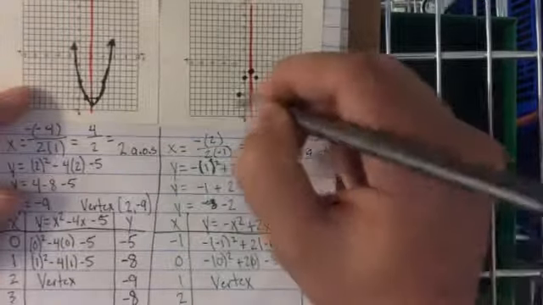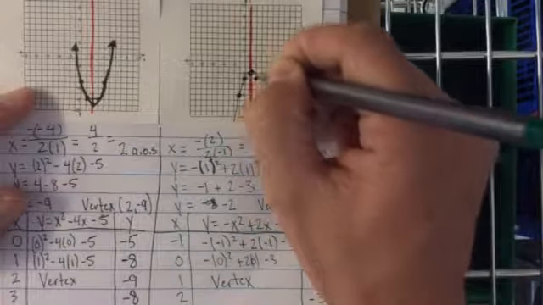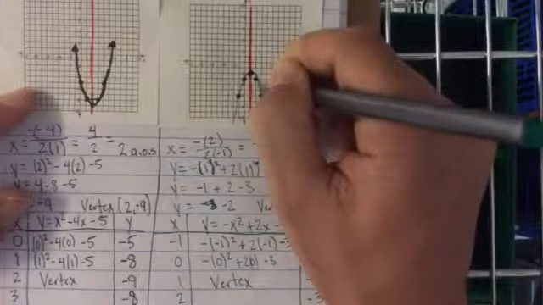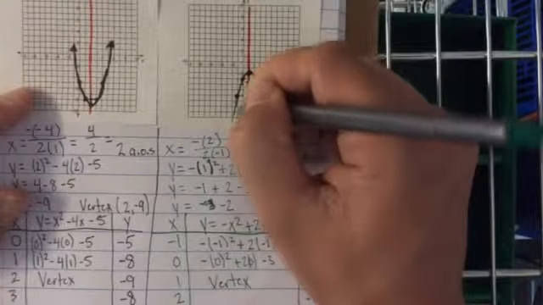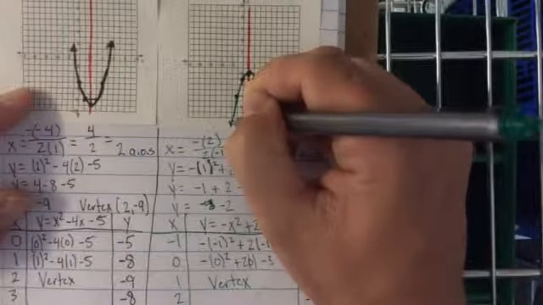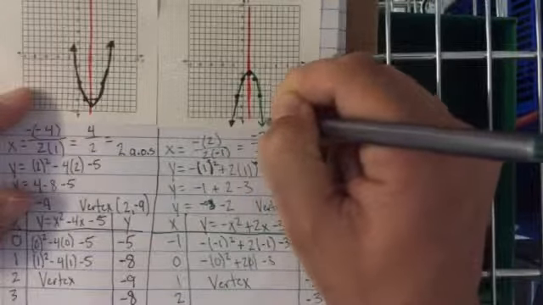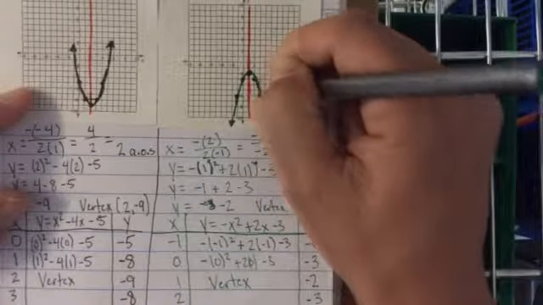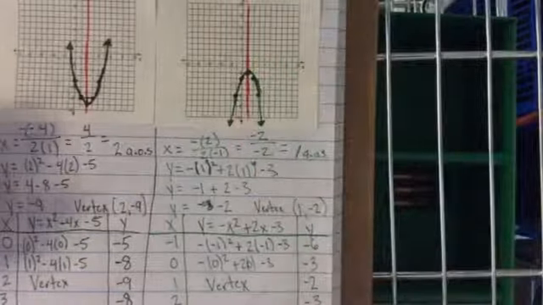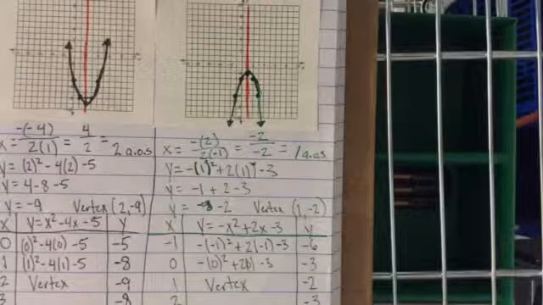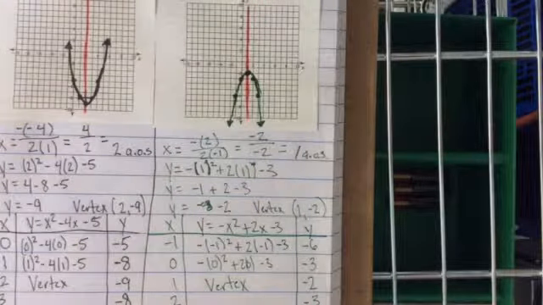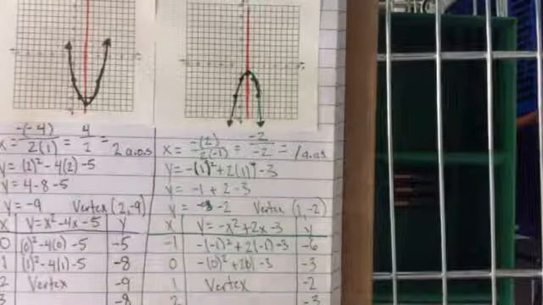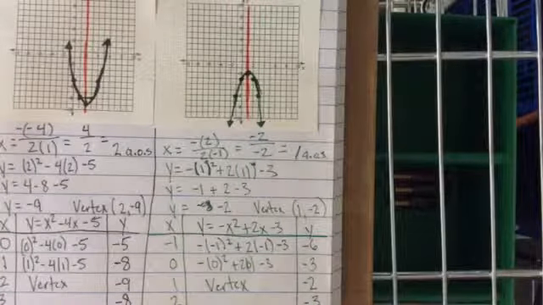And now we can create our curved line running through those points with arrows at the end because they go on forever. And there we have two examples of graphing parabolas, graphing quadratic functions.